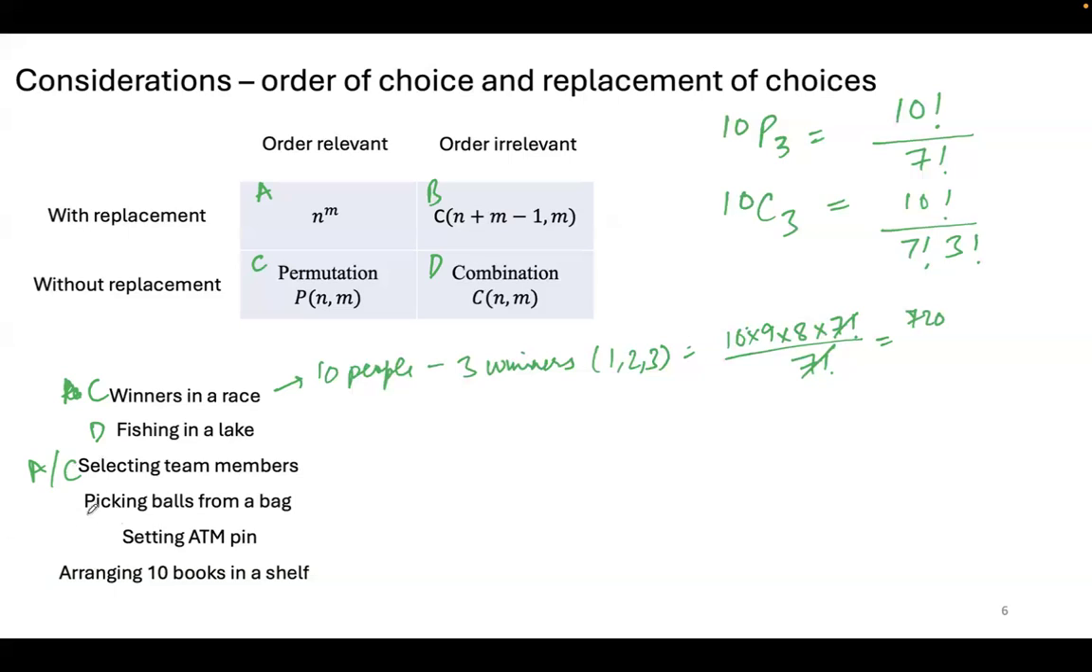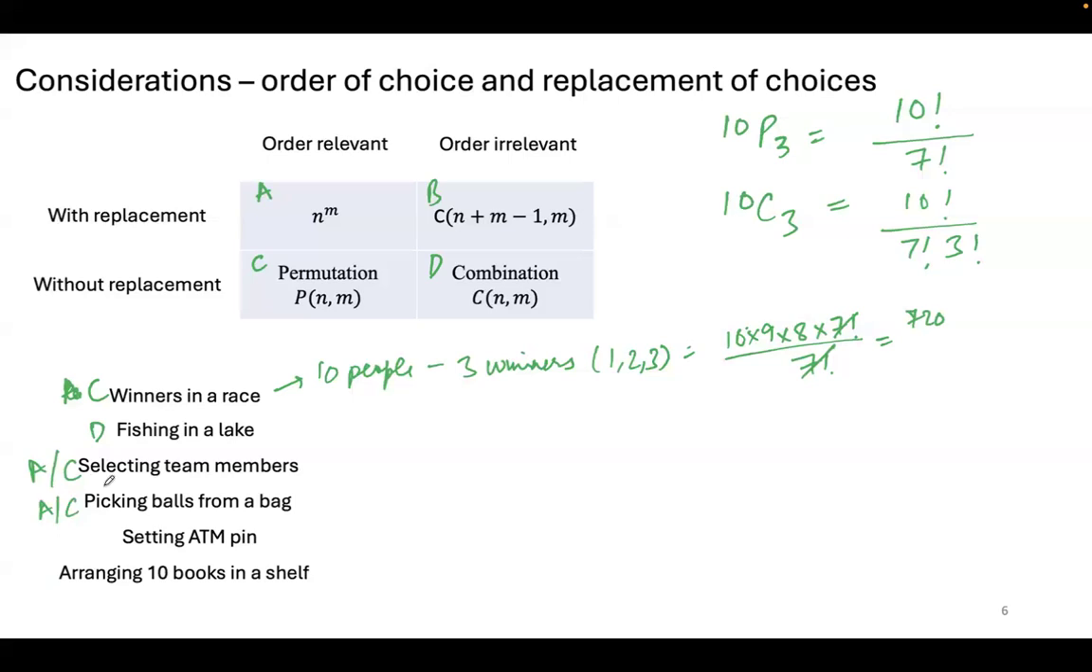Okay. And then again, picking balls from the bag. We talked about it just a minute ago. So generally, order is not important when you're picking, unless you're giving it like first prize and second prize. But again, this is very context dependent. But you can think about it, if you're replacing the ball that you selected, or you're not replacing the ball. Setting up an ATM pin. What do you think for that? Is the order important? Are we replacing numbers? Are we not replacing numbers?